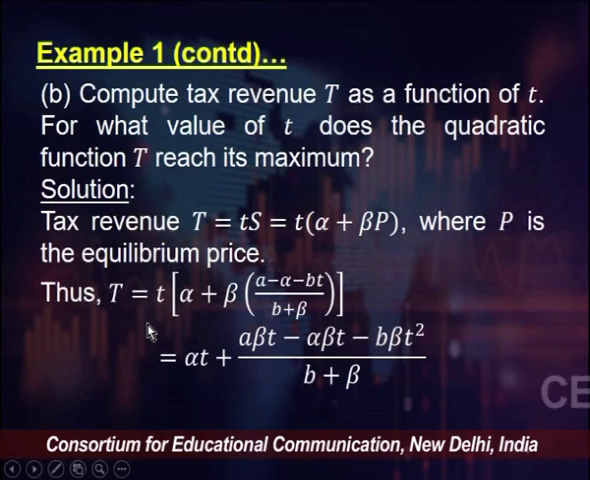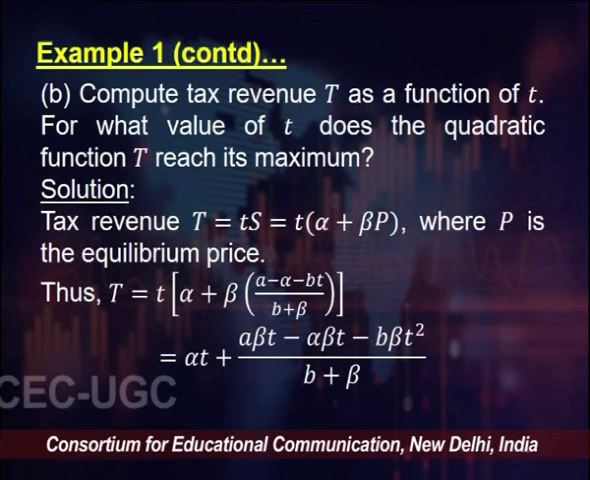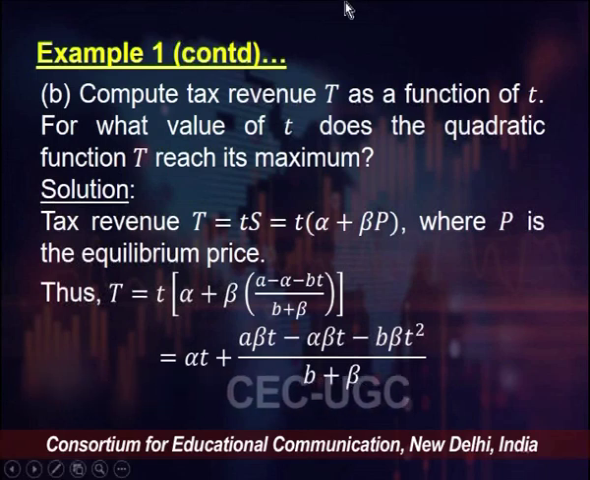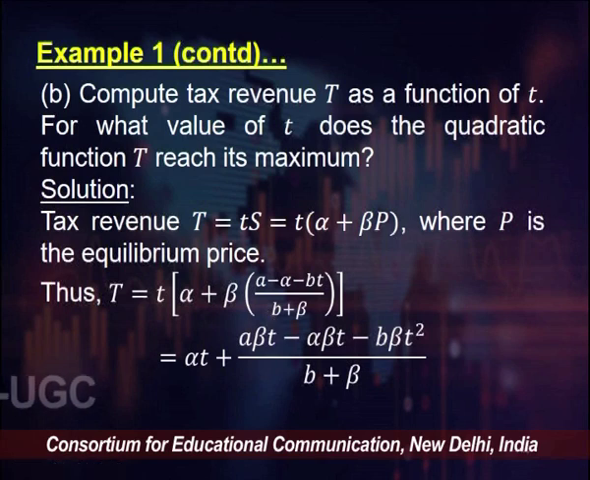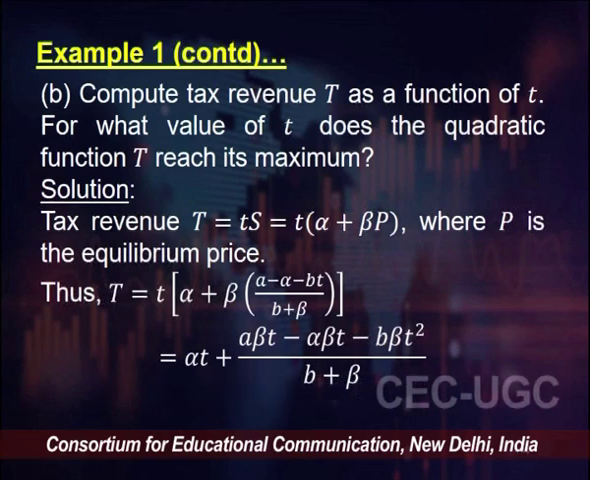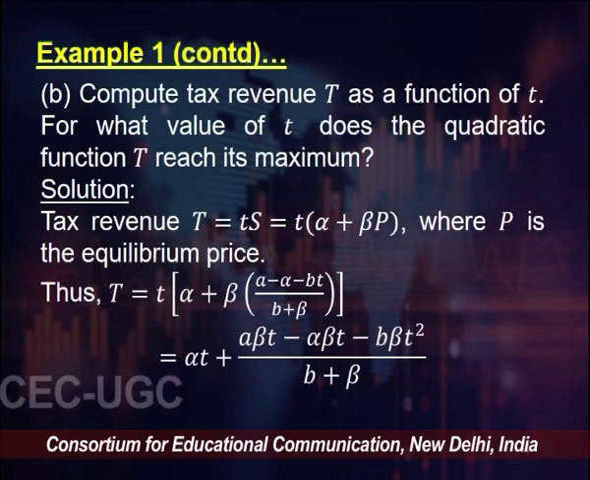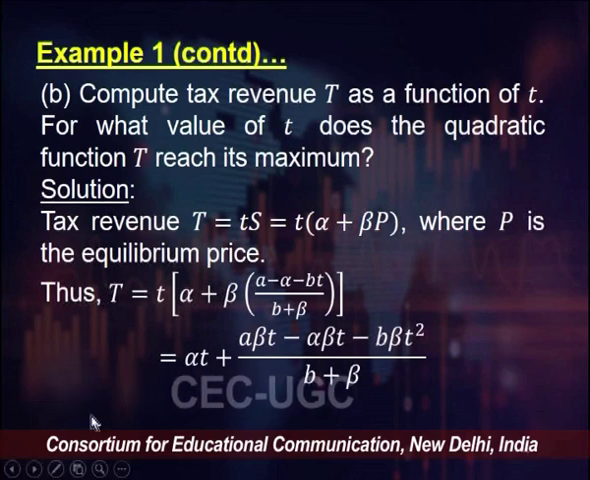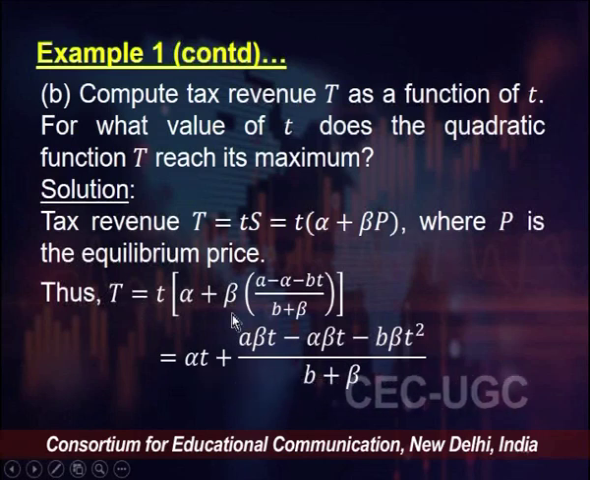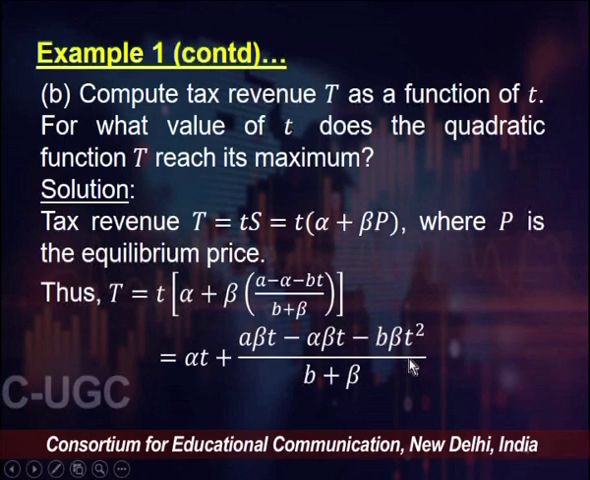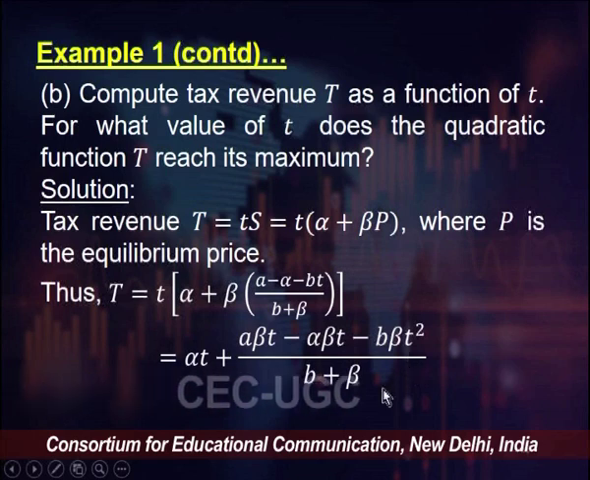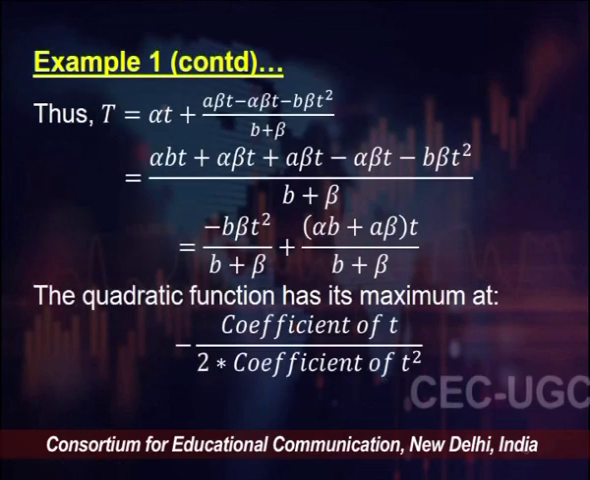And now you can see here, when we do the calculation, capital T turns out to be the tax t times (alpha plus beta times P), and we can substitute for P here the equilibrium price which we had found, that is (A minus alpha minus B times t) divided by (B plus beta). Let's open up the brackets. That then gives us alpha times t plus A times beta t, I'm just taking the t term inside, A times beta times t minus alpha beta times t minus B times beta times t squared, divided by B plus beta. We can simplify this further by taking the LCM.